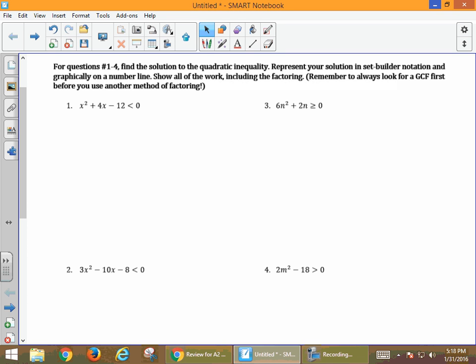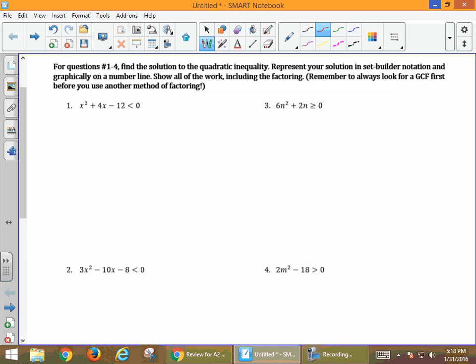I want to get started with question number 1. It says in the directions for questions number 1 through 4, find the solution to the quadratic inequality. We will represent our solution in set builder notation and graphically on a number line. We'll show all the work, including the factoring. Don't forget, whenever we factor, when a problem comes along, GCF it.